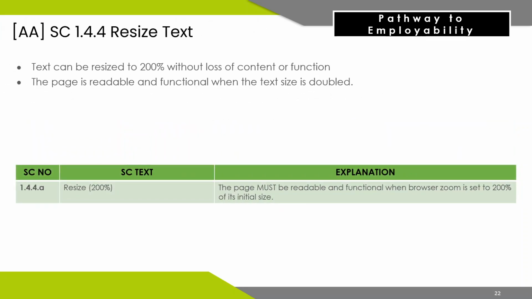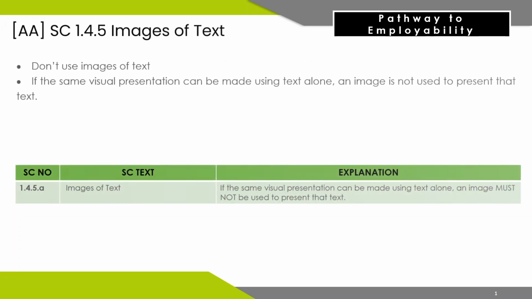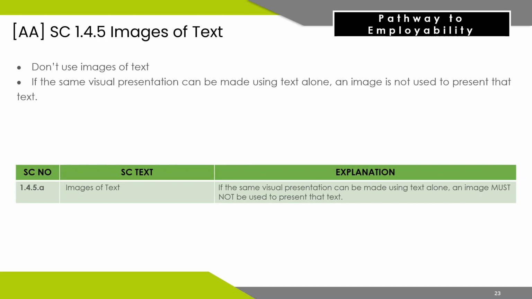The requirements for success criterion 1.4.4 Resize text are 1.4.4.a Resize, 200%. The page must be readable and functional when browser zoom is set to 200% of its initial size. The requirements for success criterion 1.4.5 Images of text are 1.4.5.a Images of text. If the same visual presentation can be made using text alone, an image must not be used to present that text.